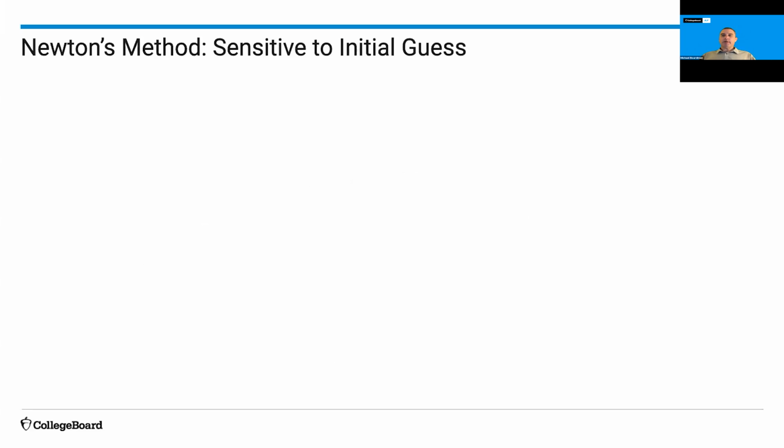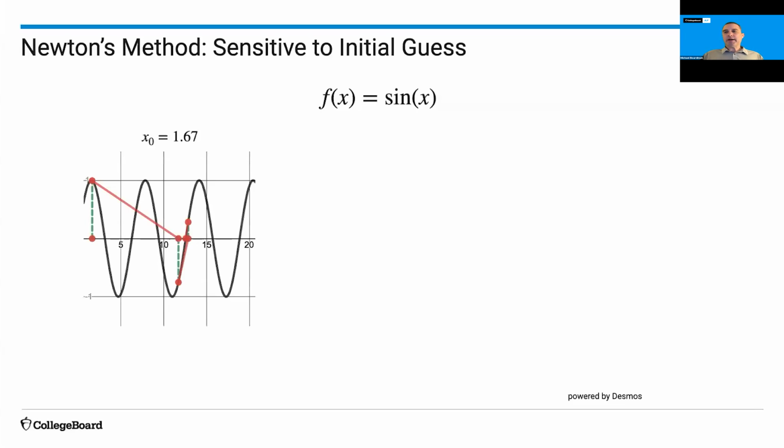There are other things that go on in Newton's method that can cause you some trouble. One of them is that Newton's method can be very sensitive to your initial guess. Let's take a look at the sine function. Let's start at x naught equal 1.67 and watch what happens with Newton's method. You'll notice that as we iterate, in this case, we are nearing this point right here. Well, that turns out to be 4 pi. The Newton iterates are converging to 4 pi.